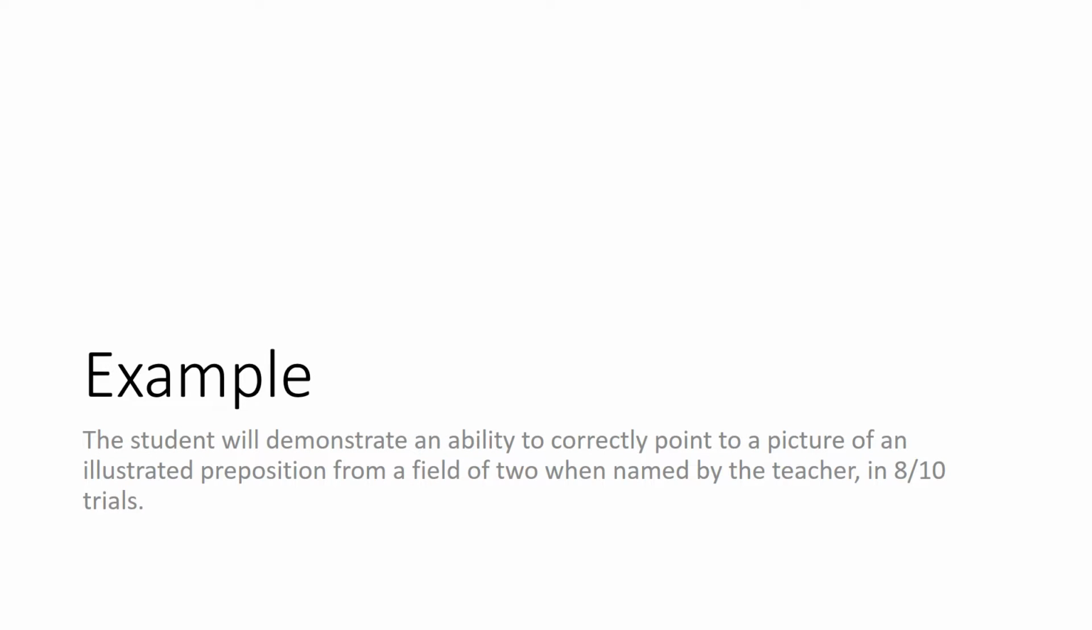One example of a behavioral objective is the following. The student will demonstrate an ability to correctly point to a picture of an illustrated preposition from a field of 2 when named by the teacher in 8 out of 10 trials.